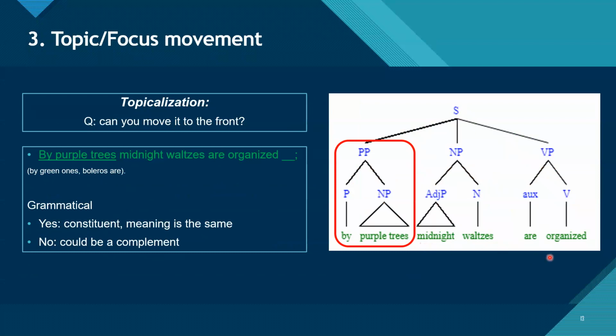You can also topic. Midnight waltzes are organized by purple trees. We take purple trees and we move it to the front. If you can move this whole thing as a cohesive unit, it's probably a constituent.